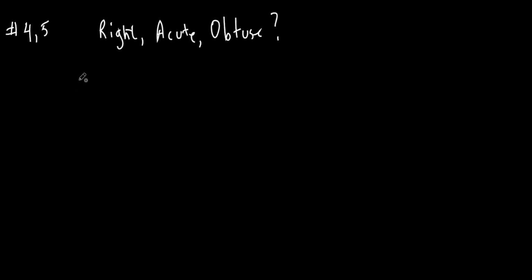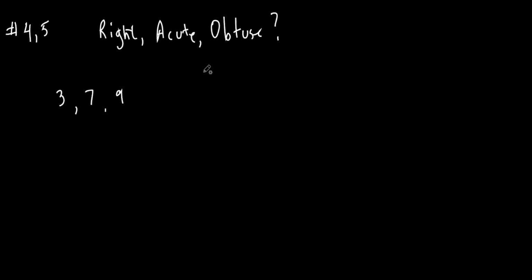So what if I give you something like, I'm making this up, 3, 7, and 9. Okay? What if I give you a triangle like this, and those 3 sides are 3, 7, and 9. I don't know if it's a right triangle, acute, or obtuse, but I can do some math to figure it out. Here's how I do it.